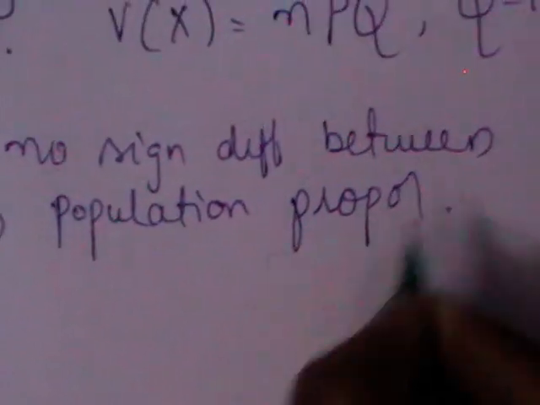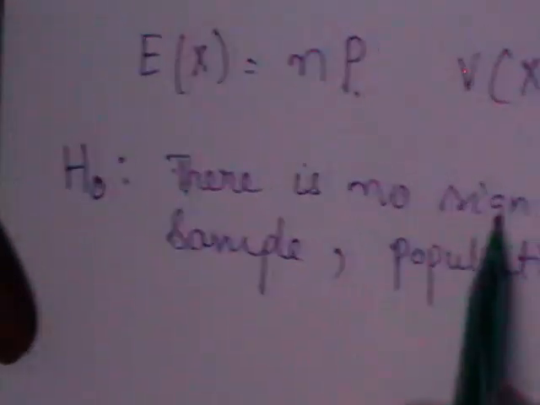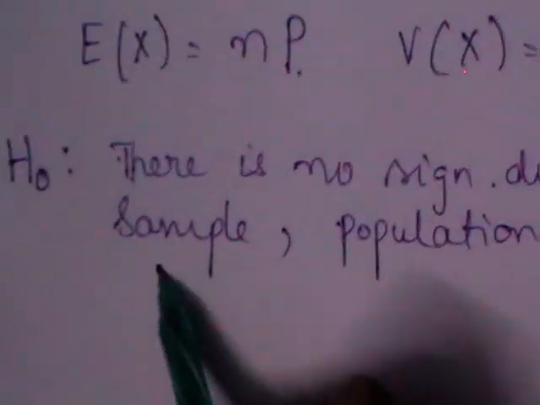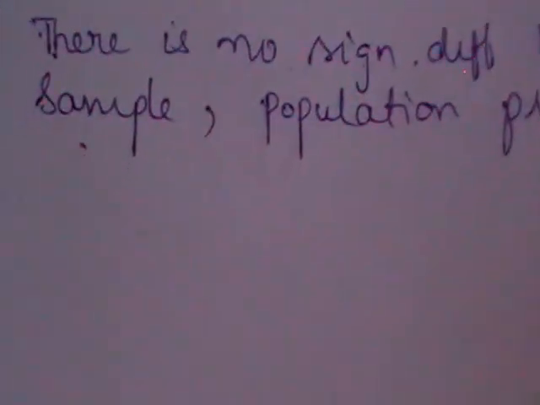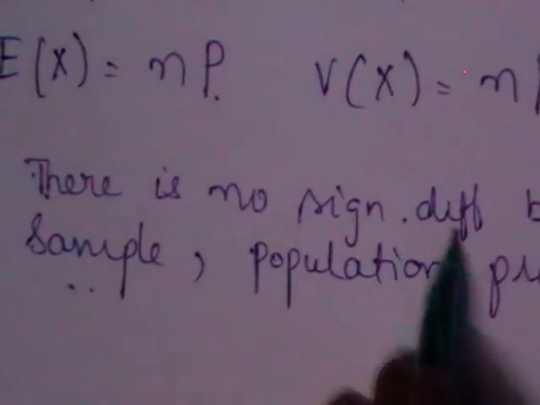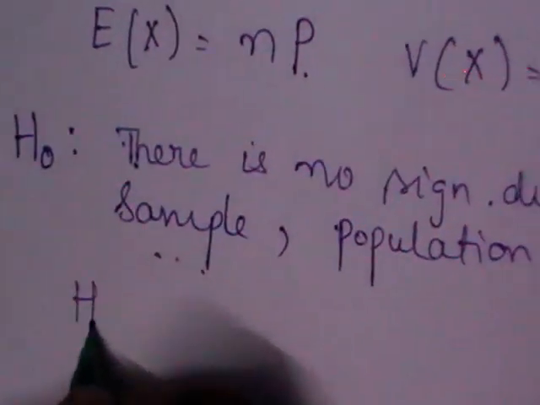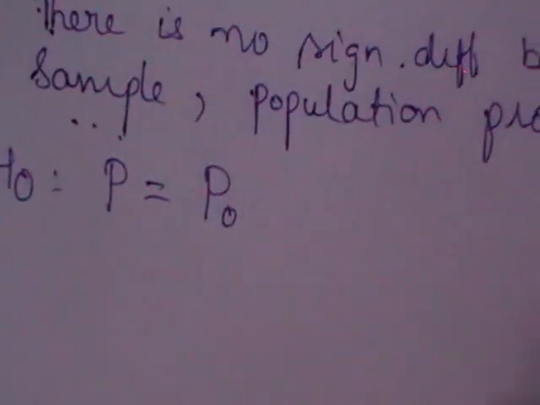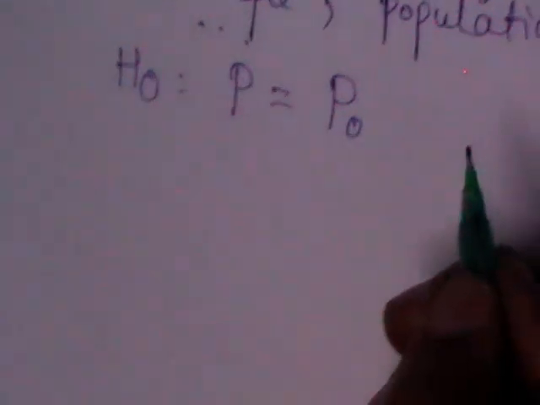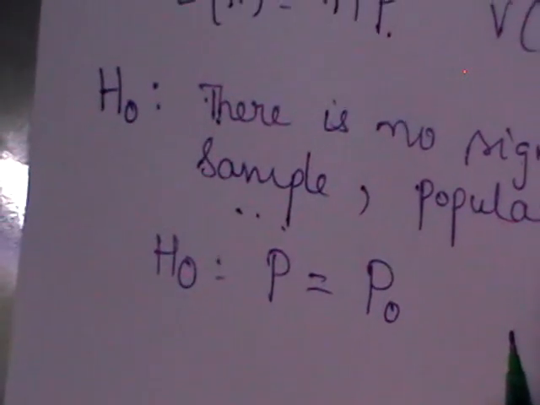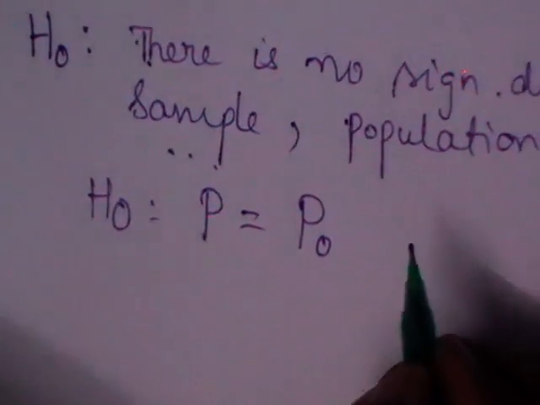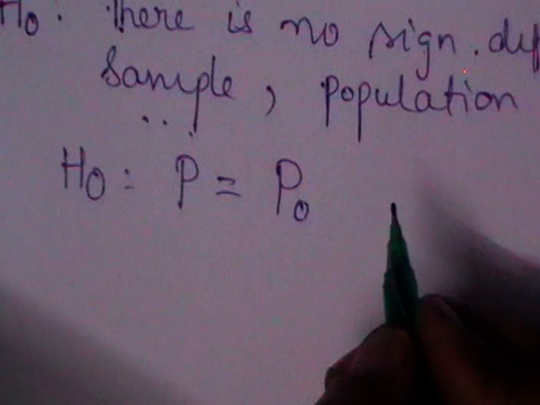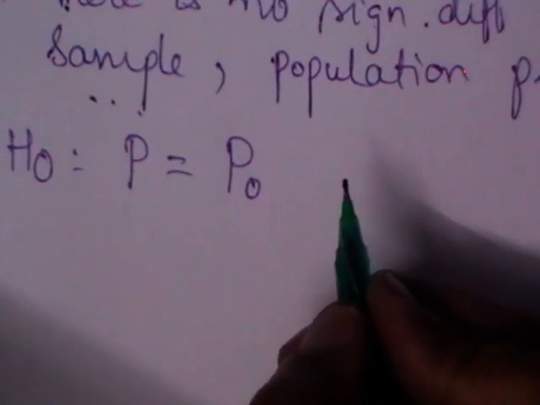Likewise the mean, where you wrote the null hypothesis as there is no significant difference between population mean and sample mean. Here, instead of mean, you are writing there is no difference between sample and population proportion. That is nothing but P is equal to P naught. This is the null hypothesis here. What is the alternative hypothesis here? The alternative hypothesis here is nothing but P not equal to P naught.